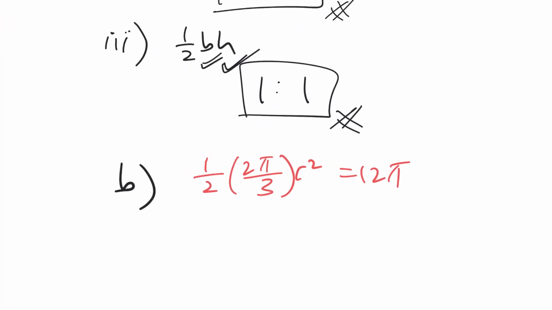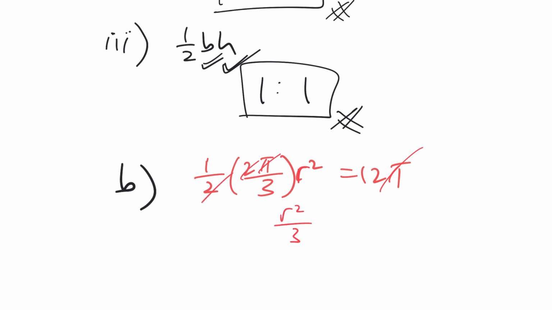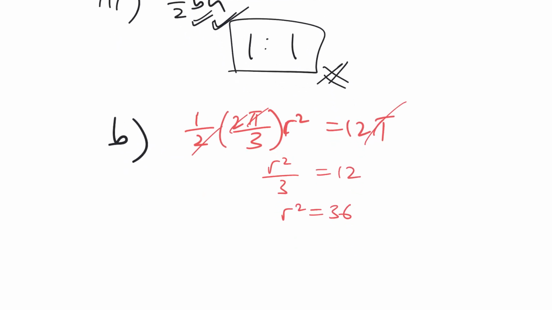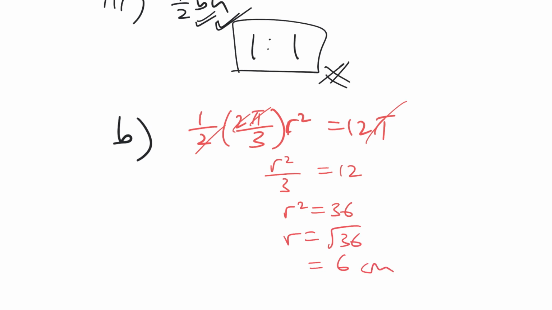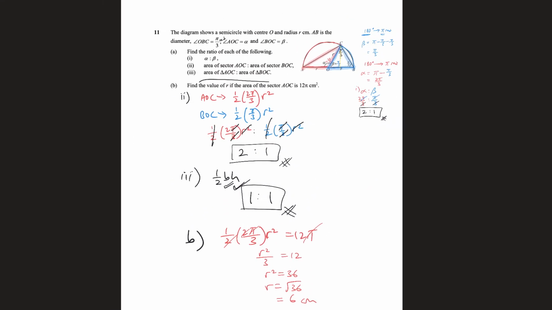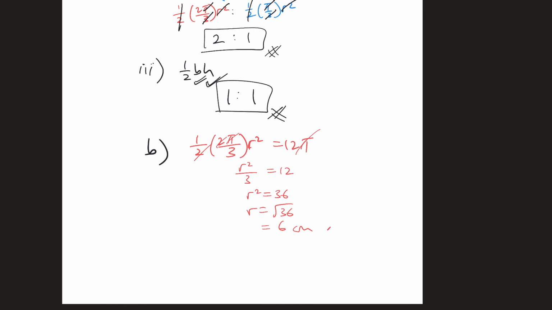Can we find r? Yes. This is r, and the rest are all numbers. The pi's do cancel, and I can multiply the half in, and the 2's do cancel. So this r squared over 3 equals 12. r squared equals 36. And therefore, r equals the square root of 36. Length cannot be negative, so we just leave it. r equals 6 cm. Yep. There you go.